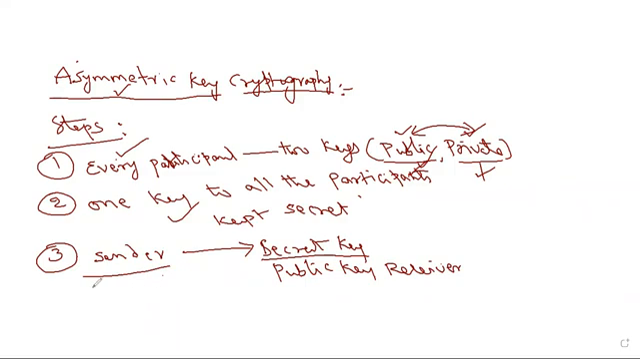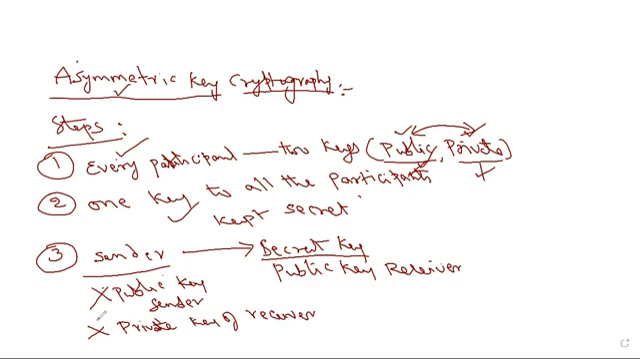That private key is unknown. So the not possible keys are the public key of the sender. This is not possible. The public key of the sender is not possible at the sender side. And anyway, the receiver's private key is not available. The private key of the receiver is not possible, right? Because the private key of the receiver is known to the receiver only. So these two are non-possible keys at the sender side.